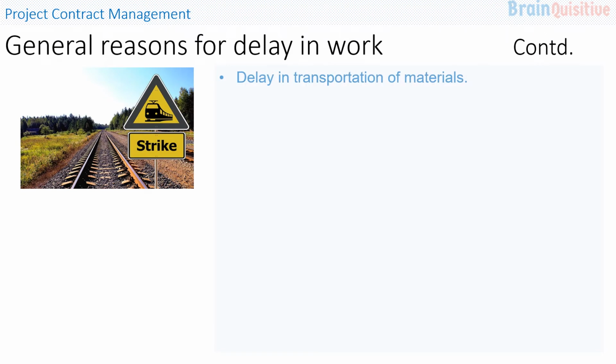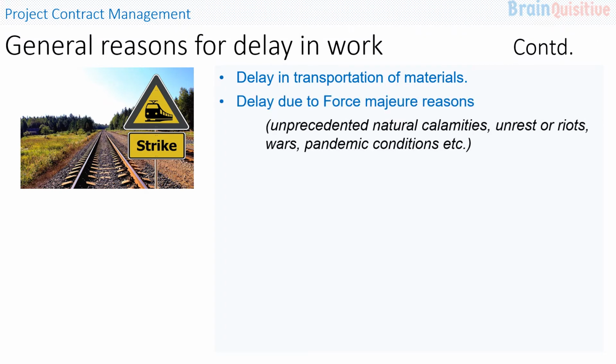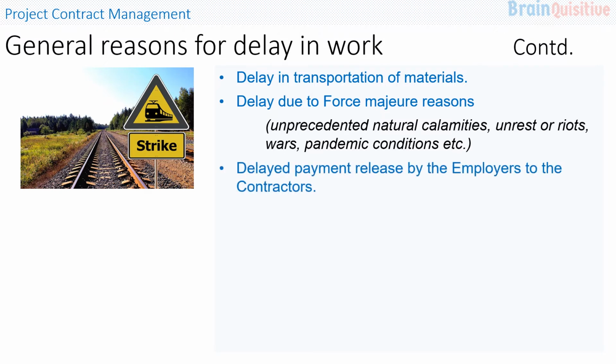Another reason for which delay happens in a construction work is the delay in transportation of materials due to different reasons. Delay due to force majeure reasons. Force majeure means unprecedented natural calamities like tsunami, like flood, or earthquake, or unrest or riots, war, or pandemic situations.